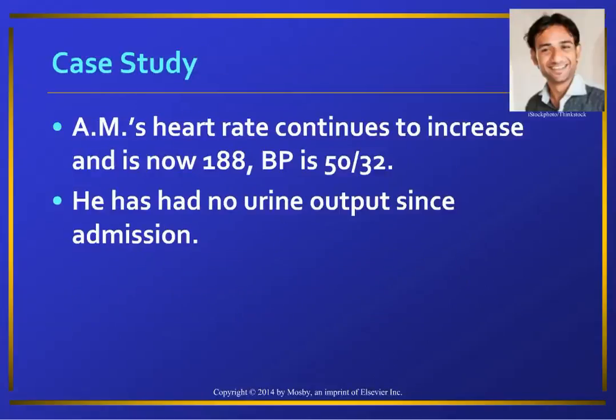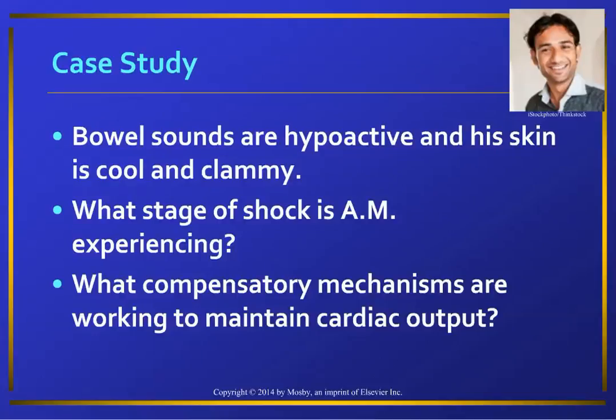Back to our case study. AM's heart rate continues to increase and is now 188 with a BP of 50/32. He has had no urine output since admission. Bowel sounds are hypoactive and his skin is cool and clammy. What stage of shock is AM experiencing? What compensatory mechanisms are working to maintain cardiac output? Well, the stage of shock is compensatory, and the compensatory mechanisms we'll cover on the next slides.